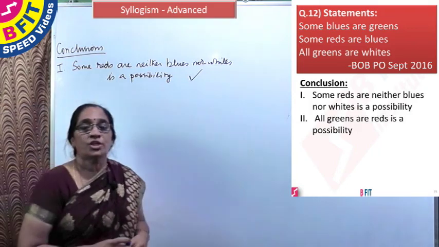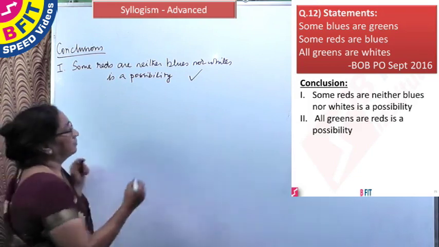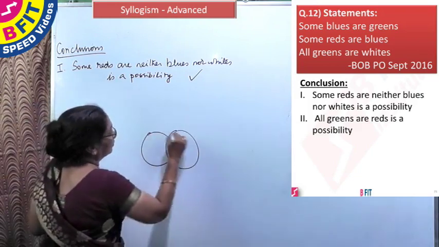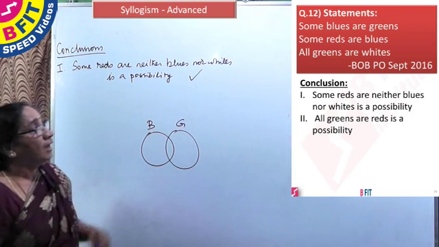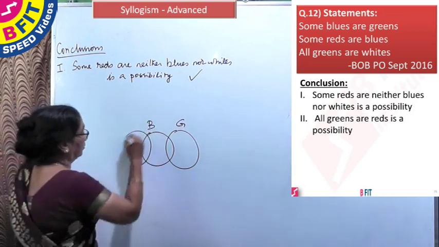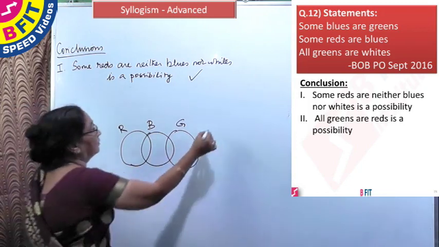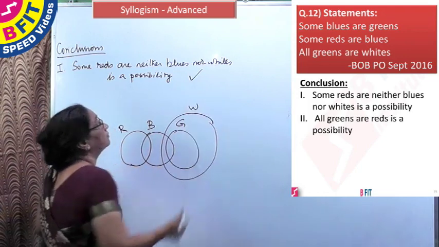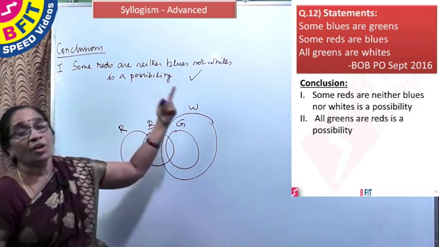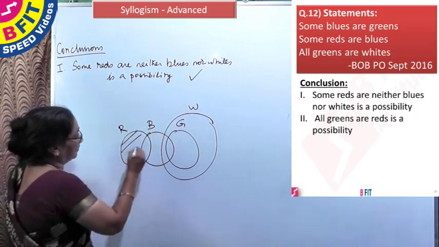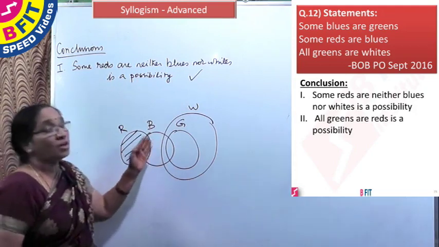We can also prove this using the Venn diagram. Let us draw the Venn diagram for the given statements. Some blues are greens, and then we have some reds are blues, and then we have all greens are whites. From this we can see that some reds are neither blues nor whites is a possibility. Yes, there are some reds which are neither blues nor whites.